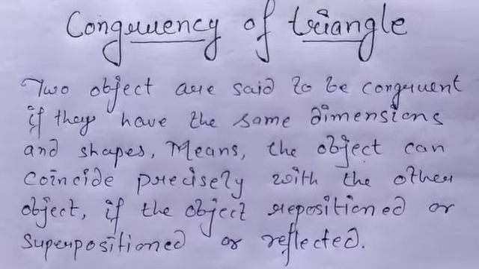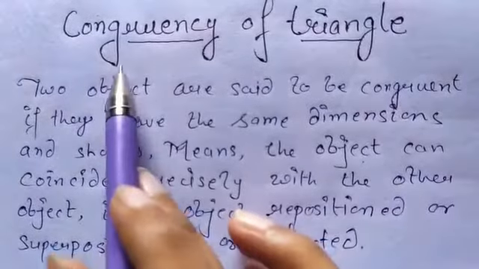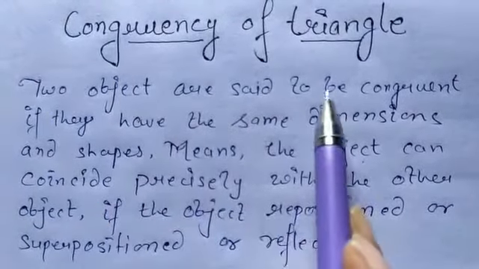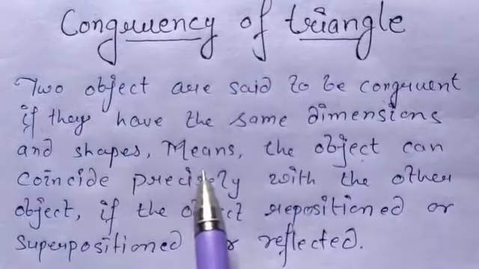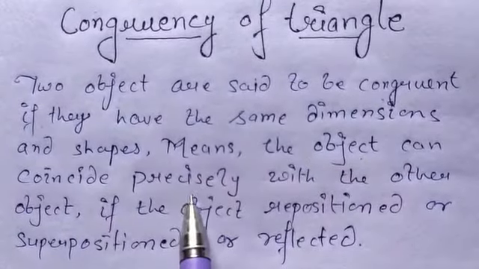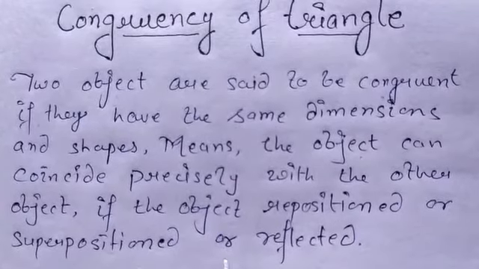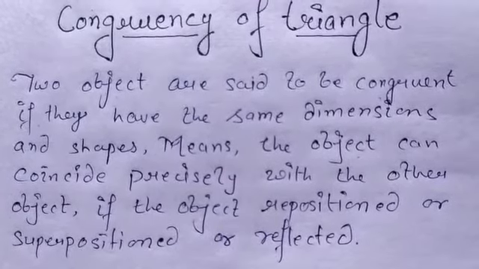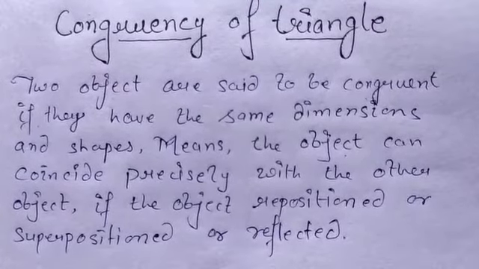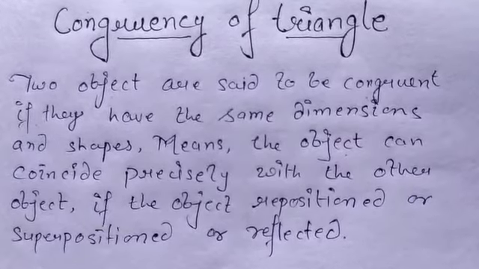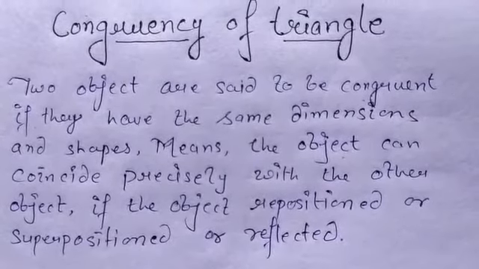Hello everyone. Today we are going to discuss congruency of triangles. Congruency. Two objects are said to be congruent if they have the same dimension and shape, meaning the object can coincide precisely with the other object if it is repositioned, superposed or reflected. In simple terms, if we place one object onto another and they coincide with each other, then they are said to be congruent.